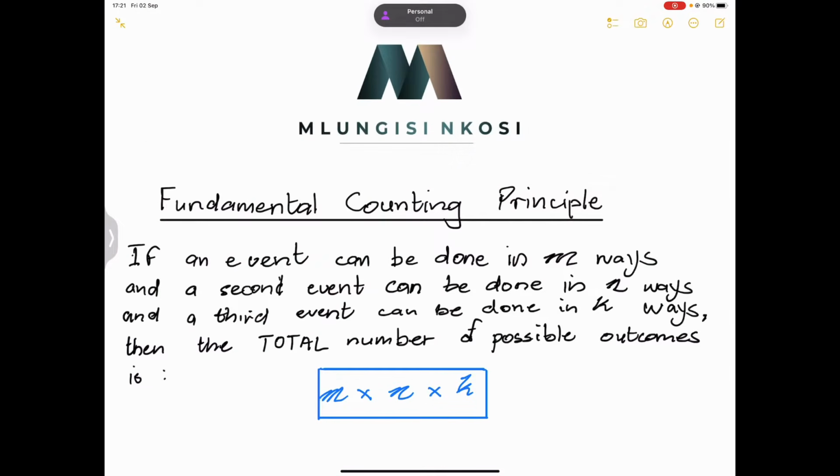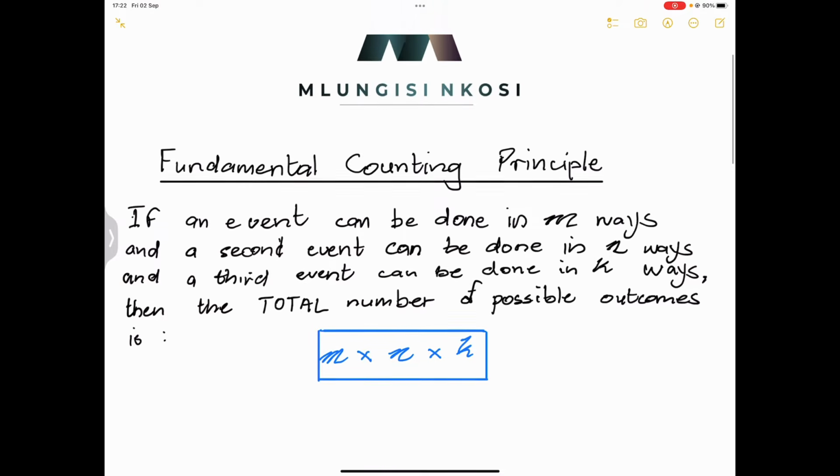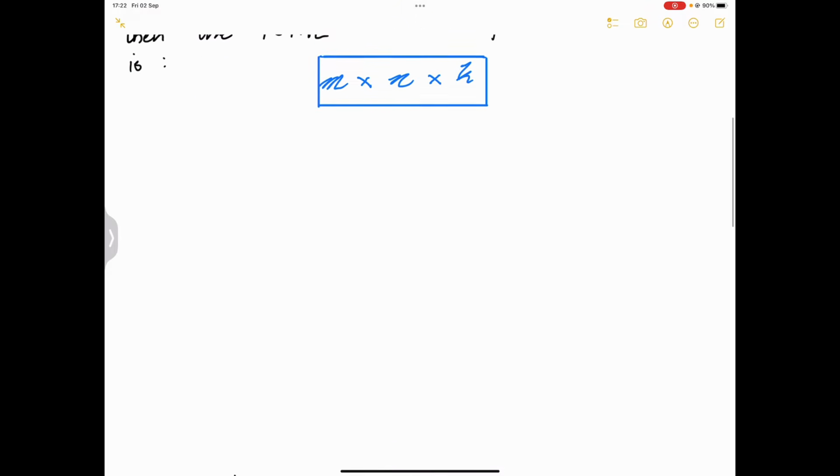All right, now let's begin. When we started, we spoke about the fundamental counting principle. And we said, if we have an event that can be done in M ways, and a second event can be done in N ways, and a third one can be done in K ways, then the total number of possible outcomes in this case would be the product. This is what we call the product rule. We spoke about that extensively in our first video. If you haven't watched that, please go back and have a look at it.